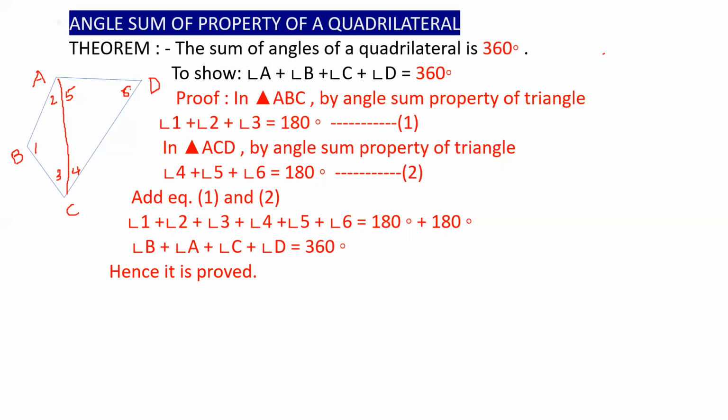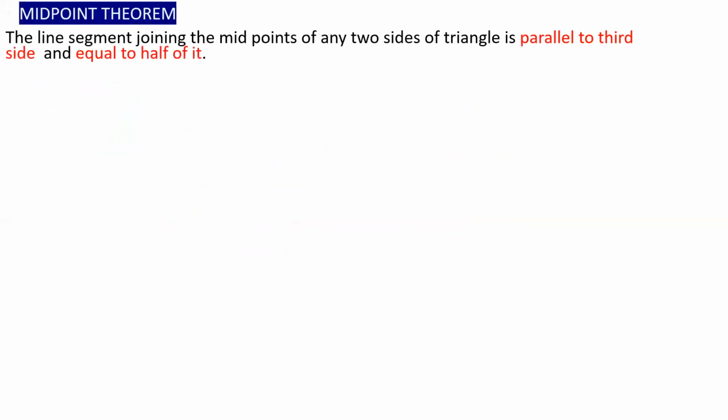Now, one of the very important theorems in this quadrilateral chapter is the midpoint theorem. Actually, the midpoint theorem is related to the triangle, but the application of the theorem is used in the quadrilateral. Therefore, this theorem is involved in the quadrilateral topic. Let us see what the theorem is. The line segment joining the midpoints of any two sides of a triangle is parallel to the third side and equal to half of it. I will explain this with the help of a figure.